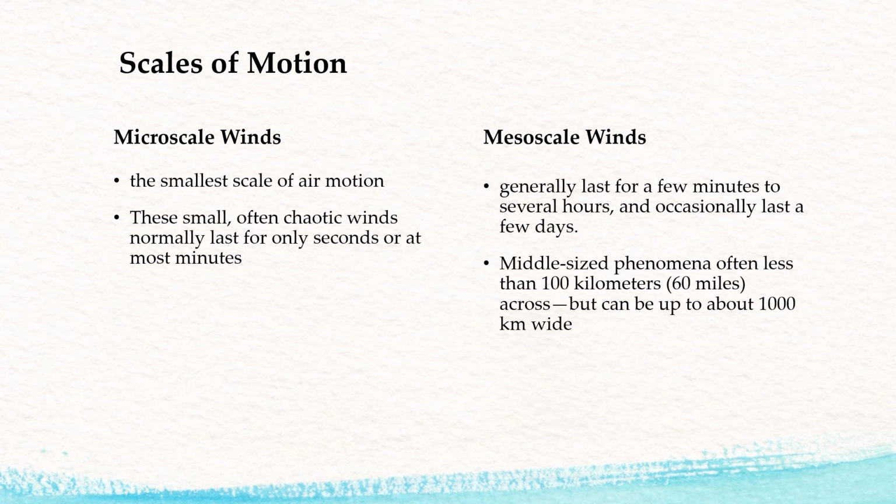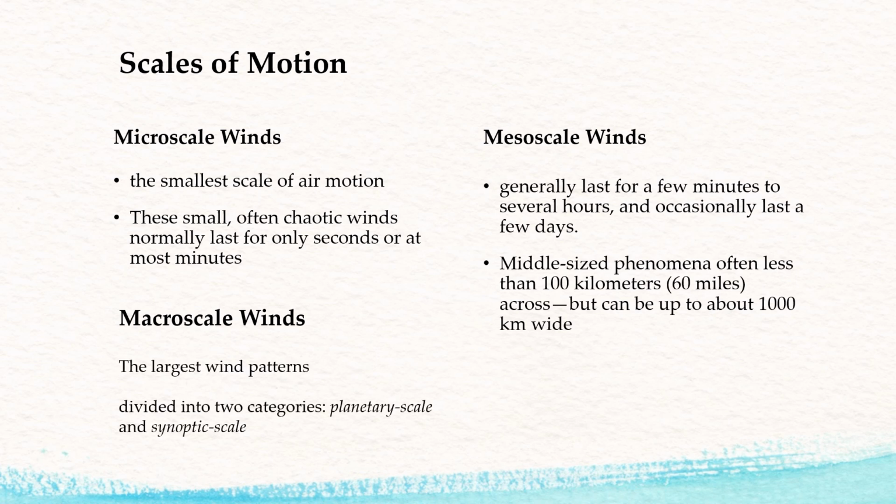Aside from microscale and mesoscale, we also have the macroscale winds. Of course, this is the biggest among the three. Obviously, these are the largest wind patterns, and they are divided into two categories. First is the planetary scale, and next is the synoptic scale.